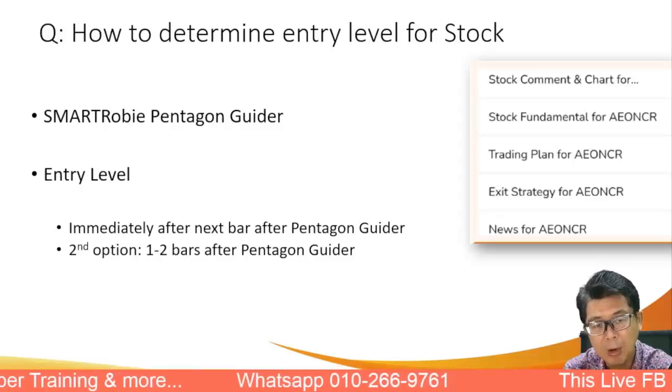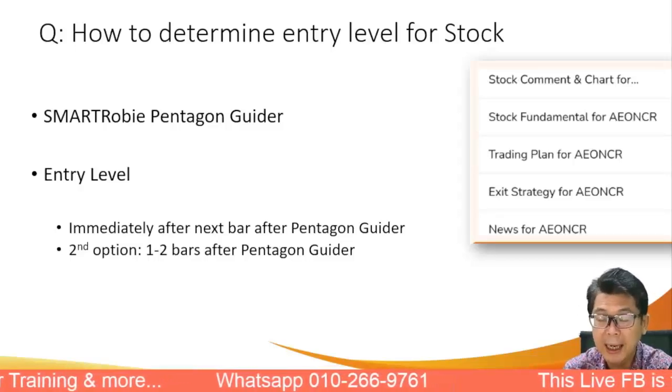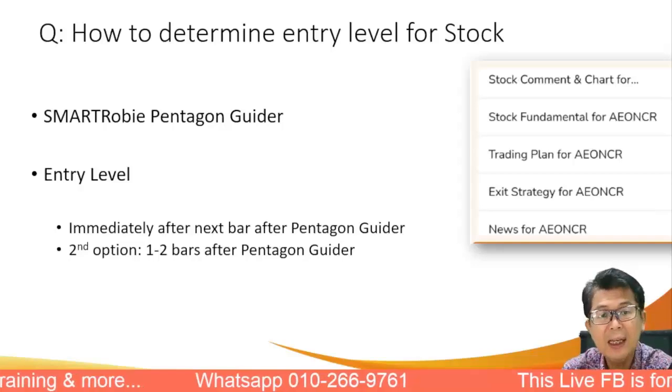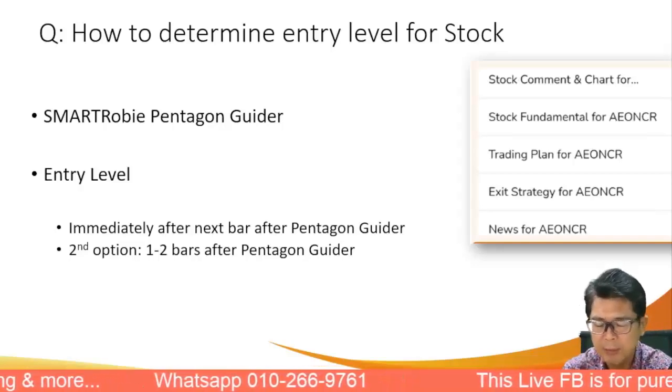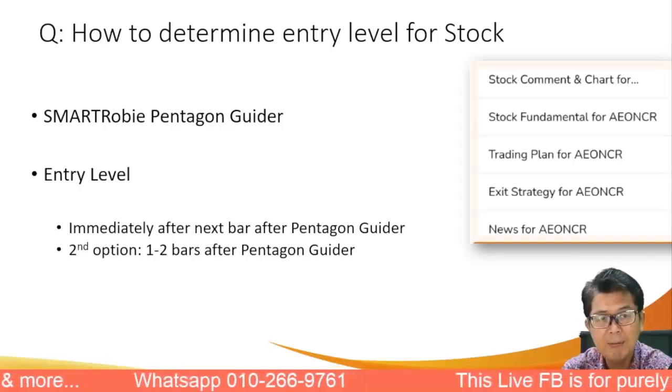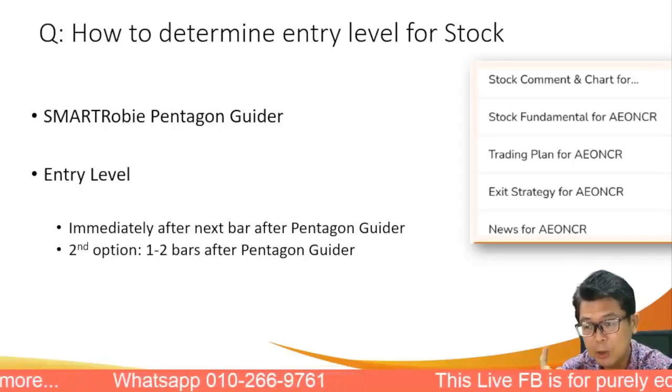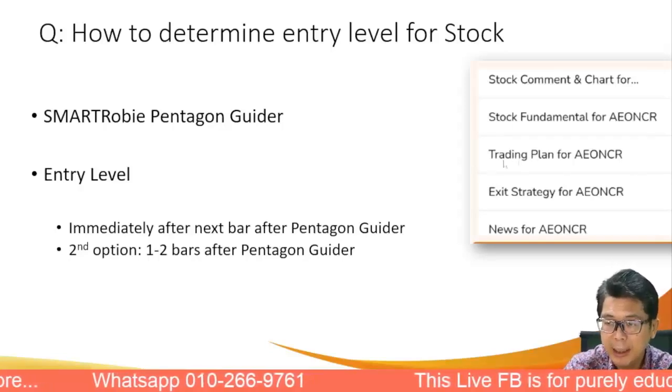So let's say the green pentagon comes out on Monday, you've got Tuesday and Wednesday to enter. The validity of the buy call is only 2 days. Within those 2 days, we also have a probable entry level. Those are something we are working on. Eventually it will be available on the trading plan.